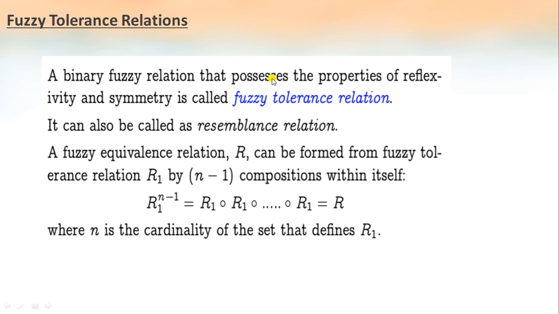Next is fuzzy tolerance relation. A binary fuzzy relation which possesses the properties of reflexivity and symmetry is called a fuzzy tolerance relation, also called a resemblance relation. We can create a fuzzy equivalence relation from a fuzzy tolerance relation by the same procedure, that is by n minus 1 compositions within itself. So R1 raised to n minus 1, R1 composition R1 and so on, up to n minus 1 times, will yield the fuzzy equivalence relation R, where n is the cardinality of the set that defines R1.